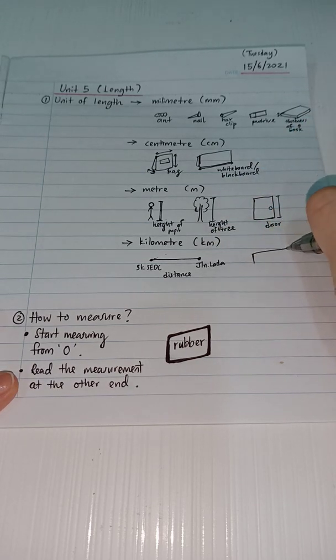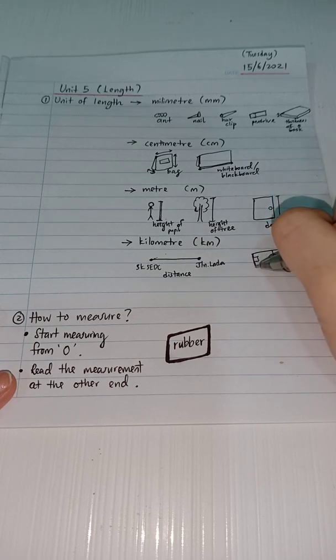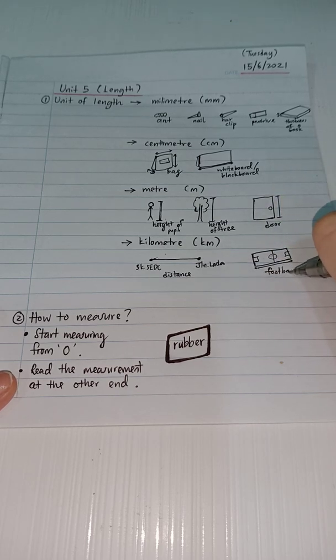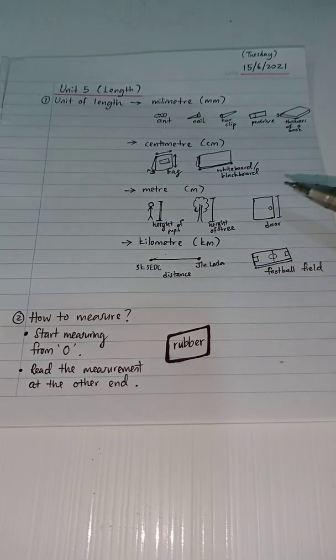Or football field or basketball track, we also use kilometer. Okay, this is the football field. Understand? Okay, so this involves the units of length.